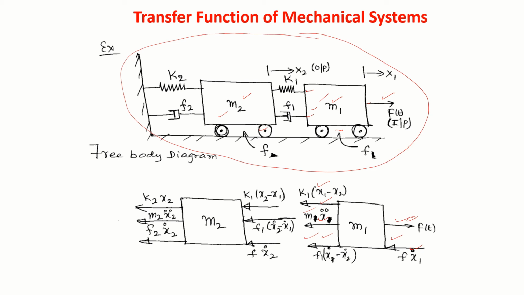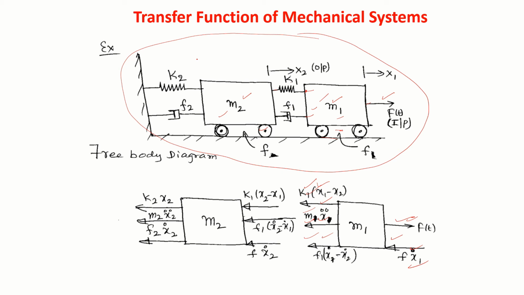Here it is relative. There is a displacement here. So it should be K1 x1 minus x2. Yes, done. F1 x1 dot minus x2 dot, done. Inertia force M1 x1 double dot, done. There is no relative here. Ground is fixed. So F1 x1 dot, yes, I have shown you.